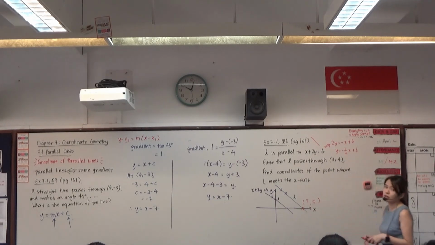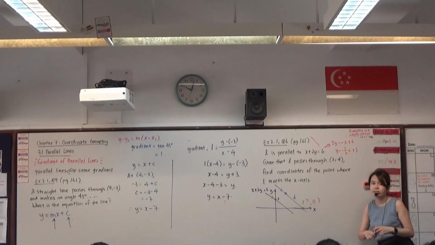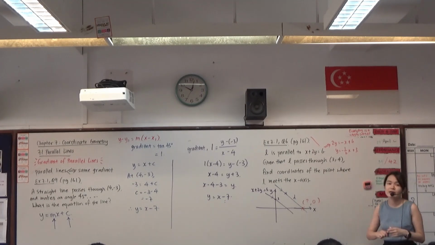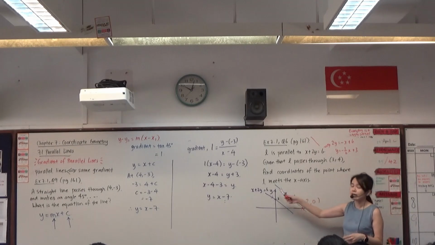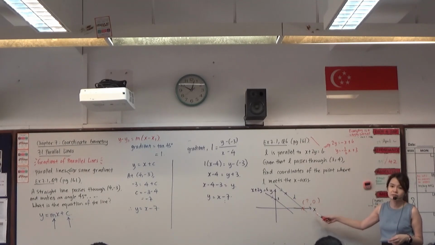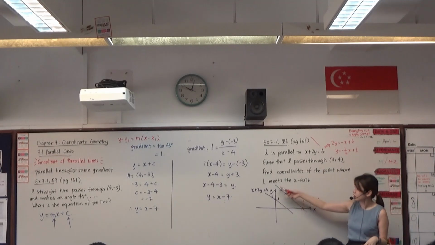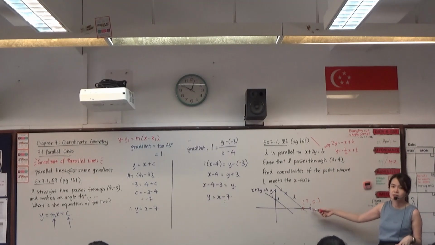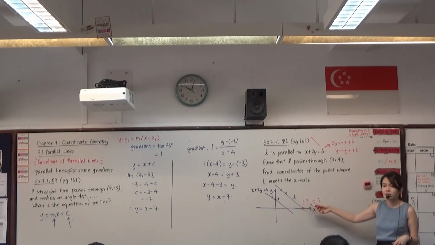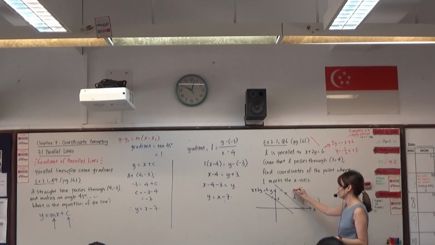Okay, so we don't know the x coordinate. Since I know y is 0, if I can plug my y equals 0 into somewhere, if I know this equation, that will help me find the x, right? Okay, so the key question here is, how do I find the equation of this line L? So we need the equation of the line L.